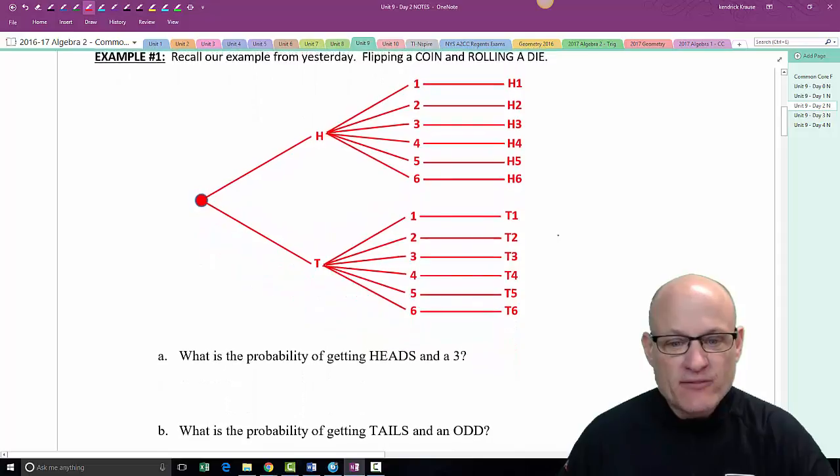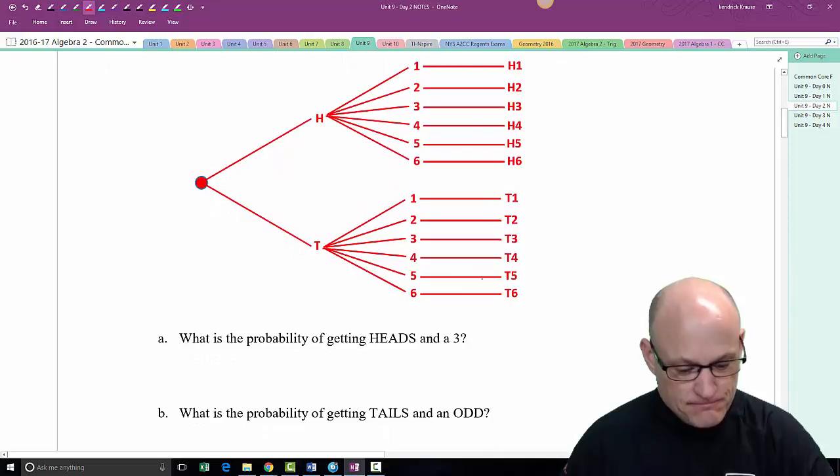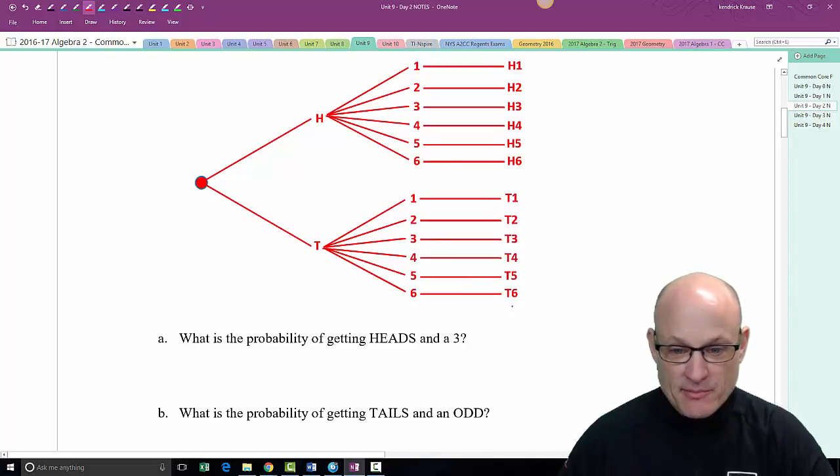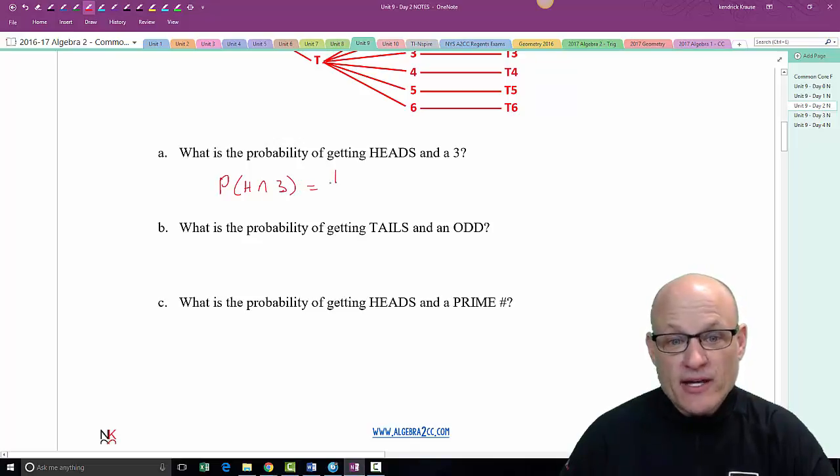What is the probability of getting a heads and then a 3? Well, remember, counting principle, there are 12 outcomes. 2 on the first, 6 on the second, 12 outcomes. And there is only one getting a heads and a 3. Now, if I wanted to do this mathematically, because this is an and, it is the probability of heads and a 3, which is the probability of heads is a 1 out of 2, times the probability of getting a 3 is a 1 out of 6. If I multiply, I get 1/12.